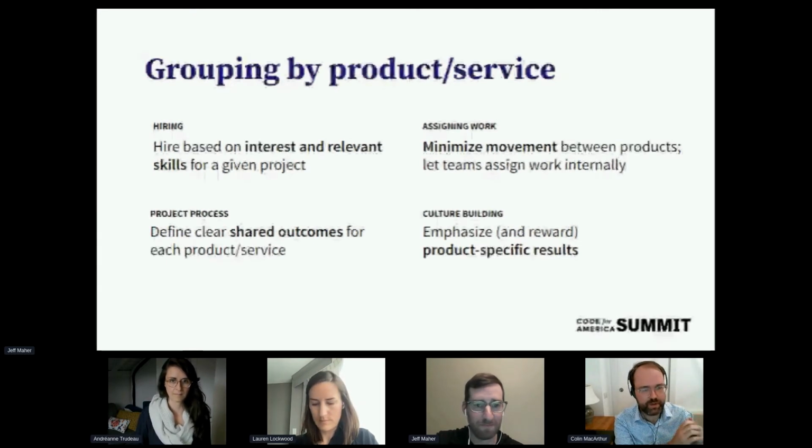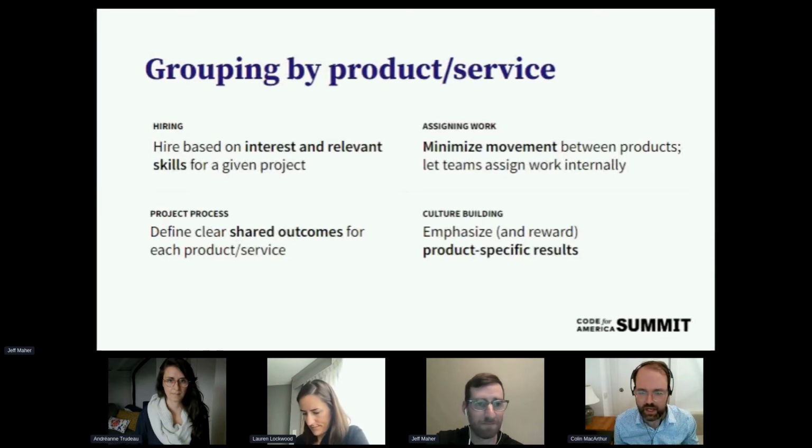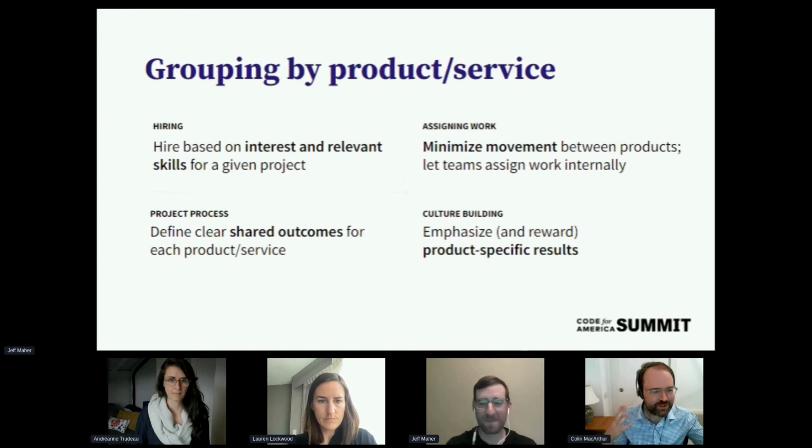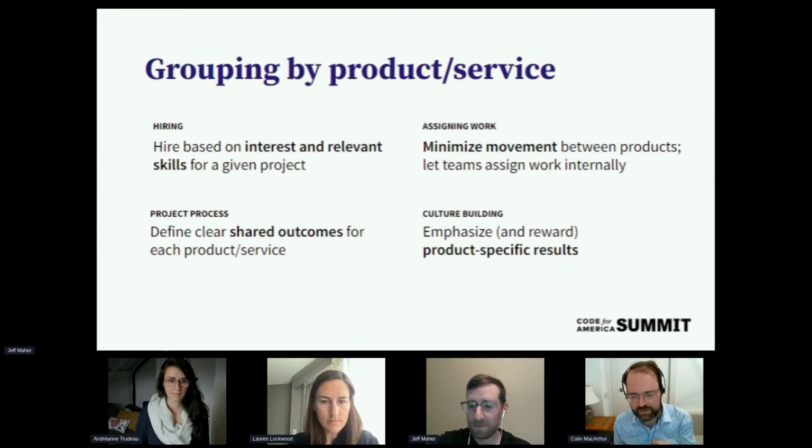That's if you want to group by expertise. But in the end, people sometimes find that grouping by expertise feels like it misses the bigger picture of why everyone's at work. We're not just here to be good designers or researchers or engineers. We're here for a mission, and we're here for particular products. And so you can shift to grouping people by product or services. And again, that starts with hiring based on the relevant skills for a particular product or service or mission.